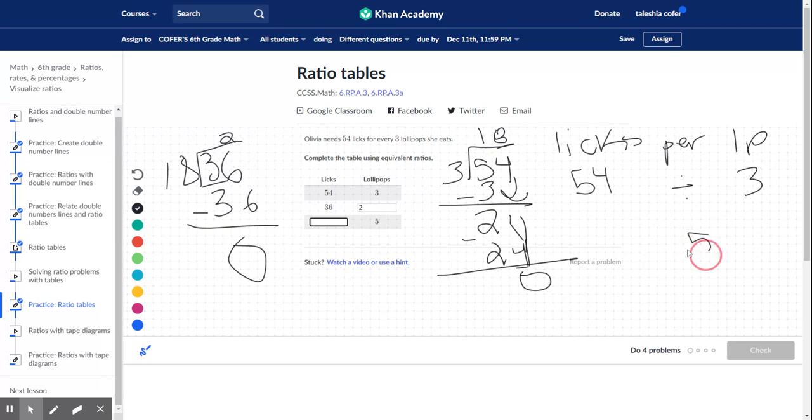This time I'm going to multiply by 18. 5 times 8 gives me 40, so I write a 0, carry a 4. 5 times 1 gives me 5 plus 4 gives me 9. So 5 lollipops, 90 licks.